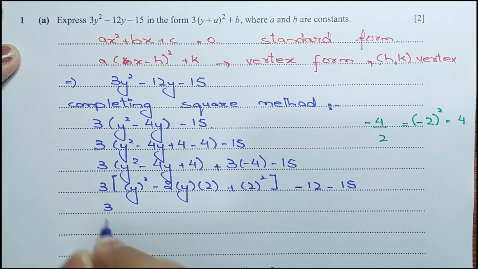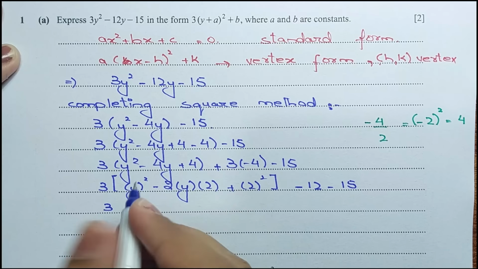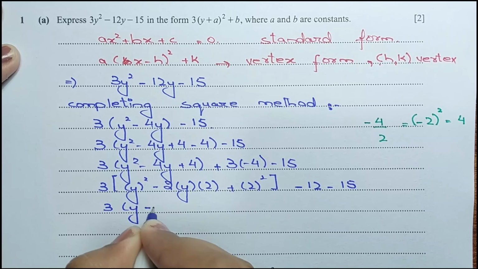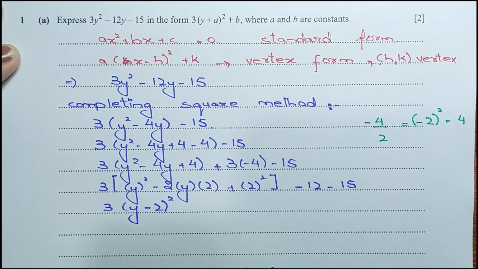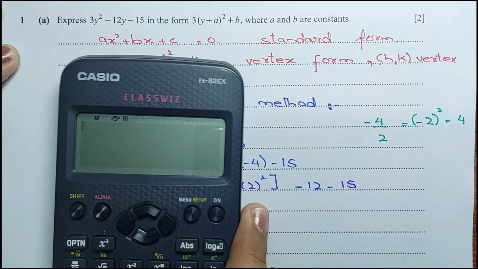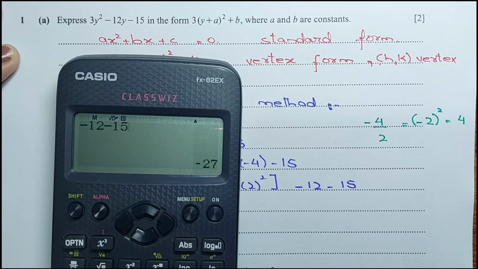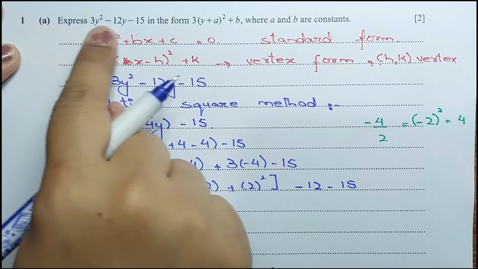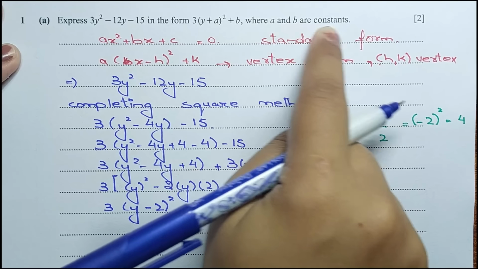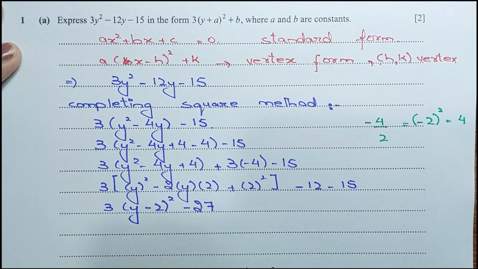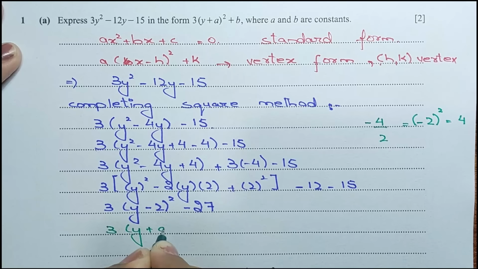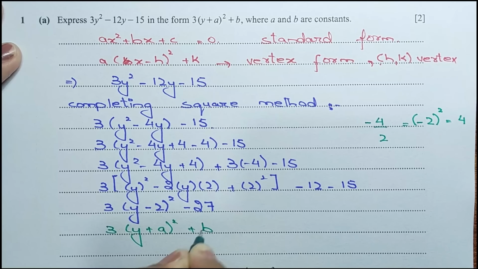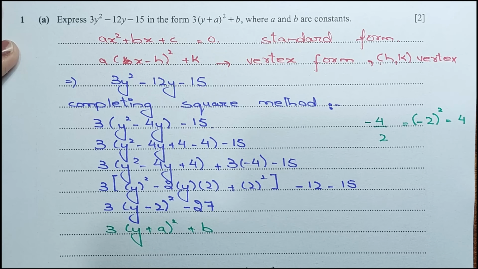So when I complete the square, a square minus 2ab plus b square is (a minus b) whole square. So y minus 2 whole square, and minus 12 minus 15, this is negative 12, negative 15 is negative 27. So we have to express the standard form into the vertex form where a and b are constants, and this would be in the vertex form 3(y plus a) whole square plus b. So the a value is negative 2 and the b value is minus 27, and these two are constants.